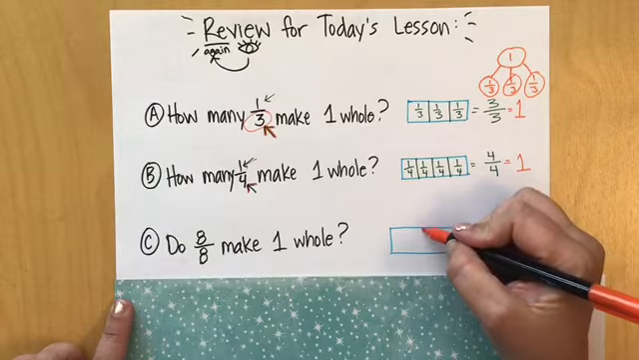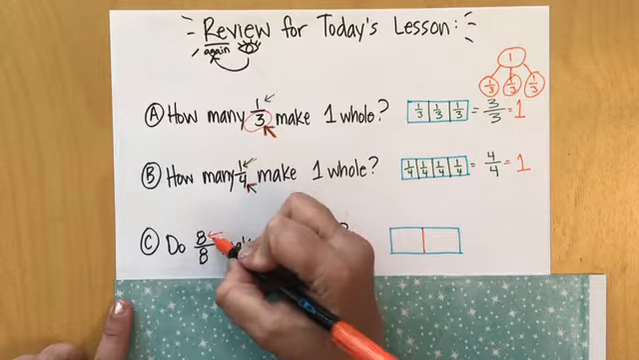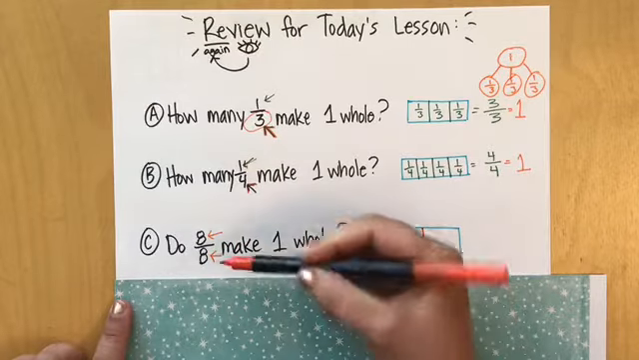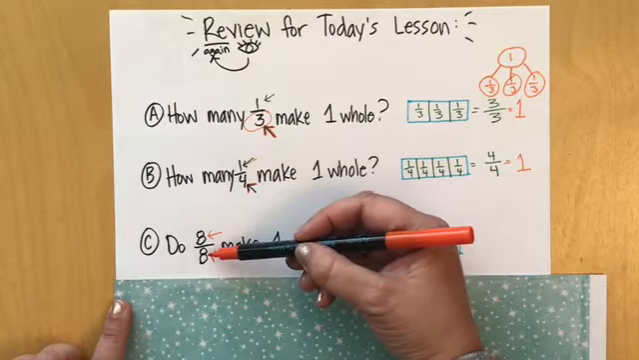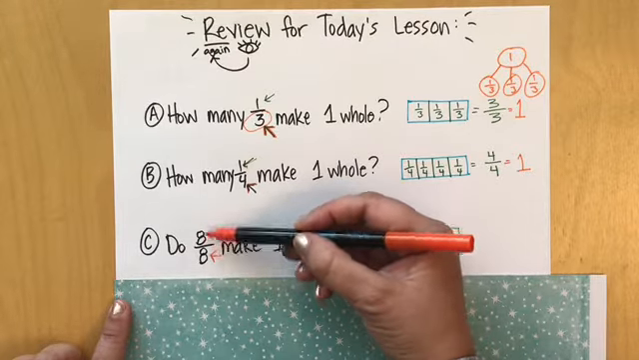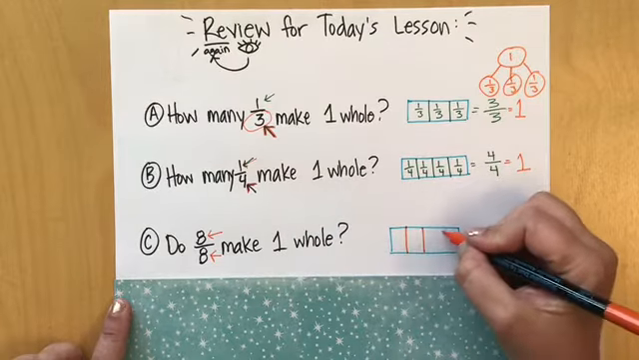Okay, so I would think, how many 8ths make a whole? Well, I already know my big clue here is that these match. So that means that I have 8 out of 8 pieces. That means my whole was cut up into 8 pieces. I have 8 of those pieces. They match, so I probably have one whole. But let's go ahead and test that theory.